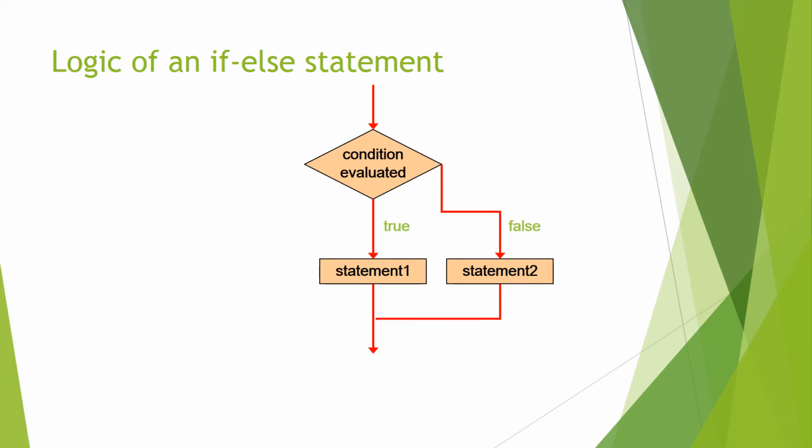Now let's look at our diagram of the logic of an if-else statement. If you remember our diagram from earlier in the presentation, it was not as complex as this and had what looked like a single path. Here you will see that you have your condition being evaluated, and if it's true, you move on to statement 1 as it did in the first diagram. However, if the condition is false, you then move on to statement 2. Take a moment to look at the diagram and review the different conditions.